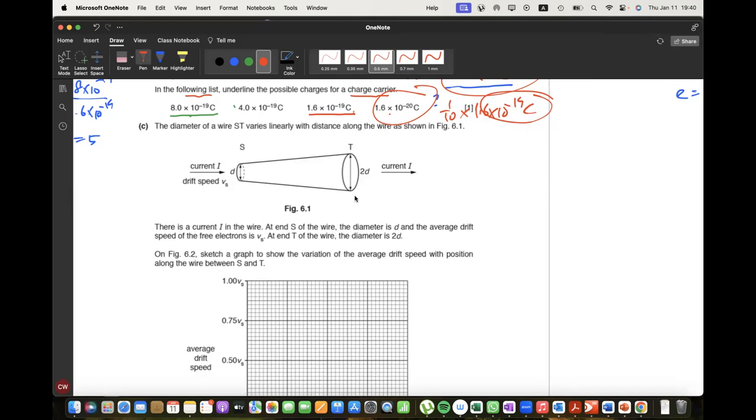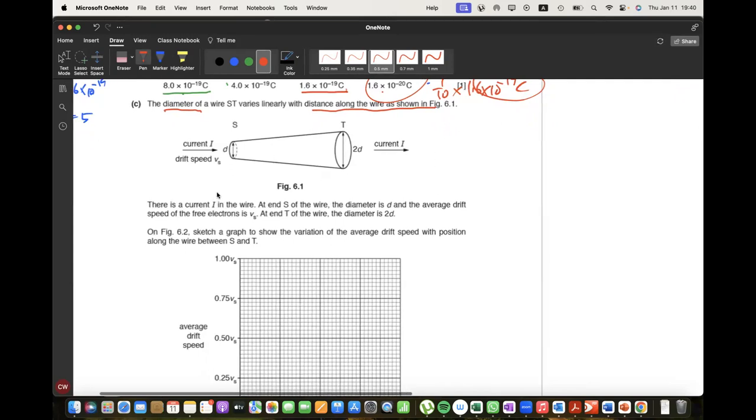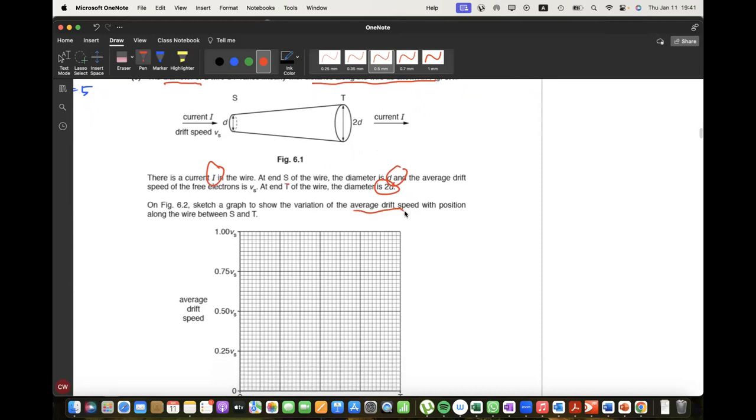We need to... this is a diameter, varying linearly with the distance. So this is a linear line. Current passes through, current. At S, the diameter is D. At T, the diameter is 2D. So different sizes, one small, one big. Draw the variation of drift velocity with the position between this and this.